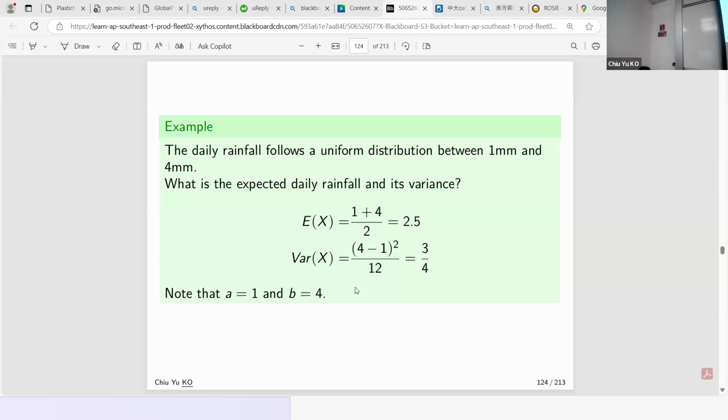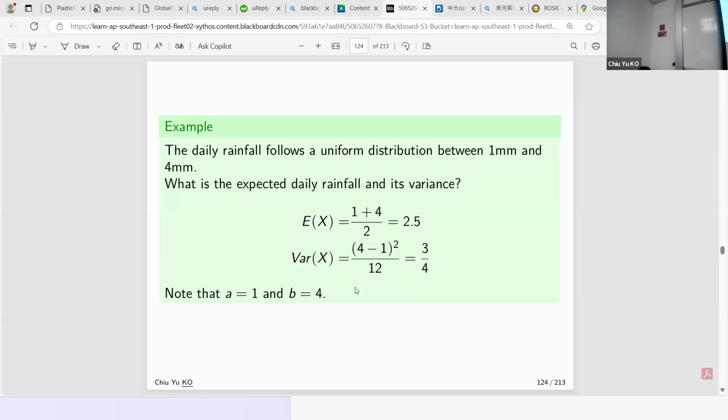And the mean is very simple. It's A plus B over 2, right? A is 1 here. B is 4 here. The midway. And what's the variance? B minus A squared over 12. So it's just 4 minus 1 squared over 12, equal to 3 over 4. That's it. That is what we need.